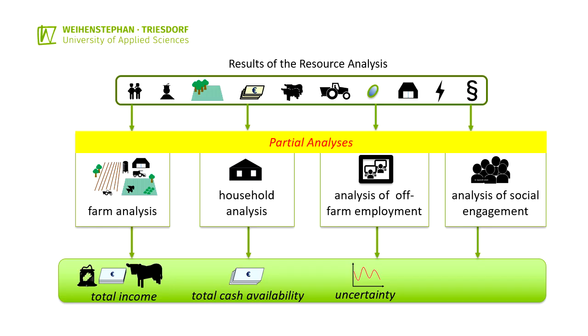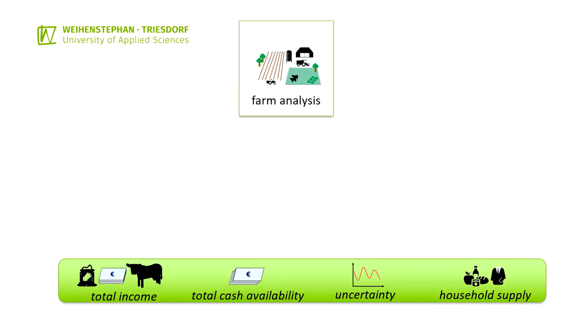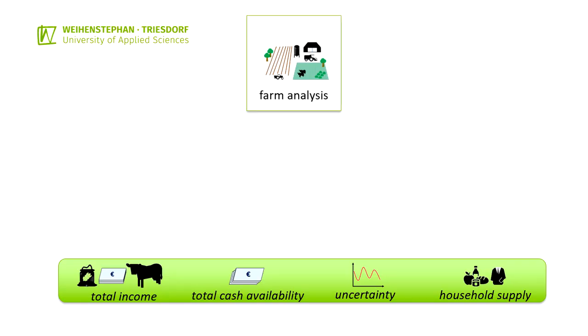In addition to these economic criteria, household supply plays a crucial role. Household supply is the criterion for the material standard of living of the farming family and a significant driver in their decision-making. The analytical approach for the farm component follows the corresponding calculation methods of agricultural business administration.